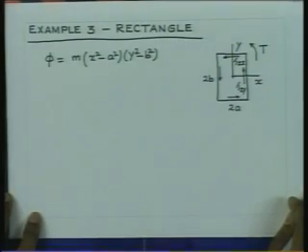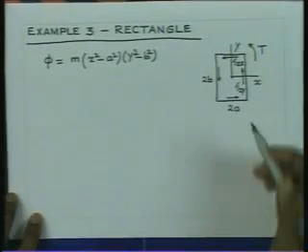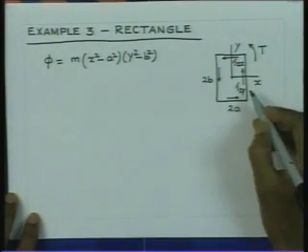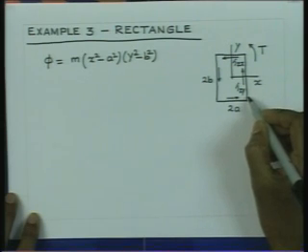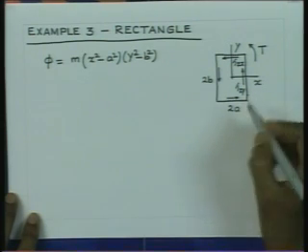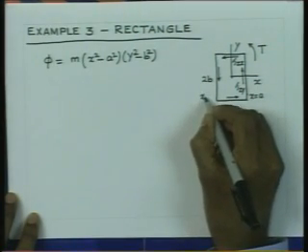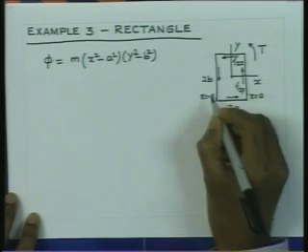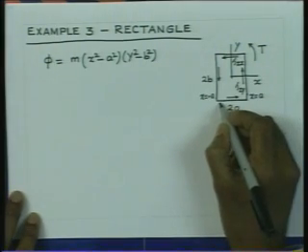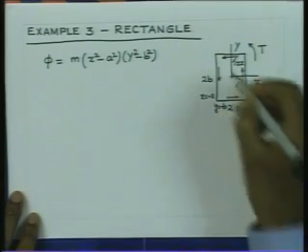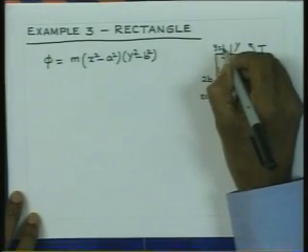Let us get started with an example on a rectangular section. Last time I mentioned that the boundaries of the cross section can be expressed in terms of coordinates. The right boundary is x is equal to a, the left boundary is x is equal to minus a. Similarly, the bottom boundary is y equal to minus b and the top boundary is y equal to b.